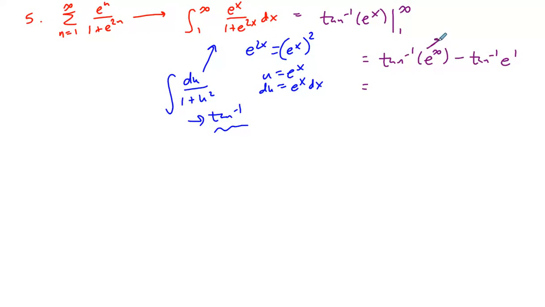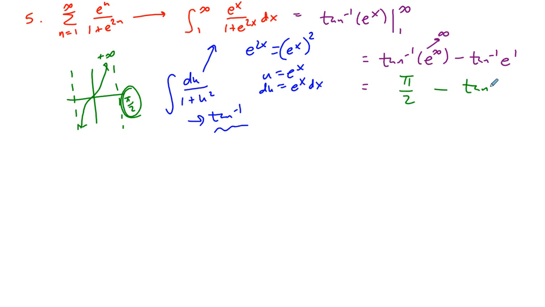E to the infinity is just infinity. The question becomes, what angle has a tangent of infinity? Well, look way back over here, because we know our tangent graph heads toward infinity at pi over 2. So the angle is pi over 2. So this is pi over 2, and this is just inverse tangent of e, whatever that is. But that's a number. That's a convergent value, and we don't care what the value is. We just care that it exists. Therefore, the sum converges for this last problem.